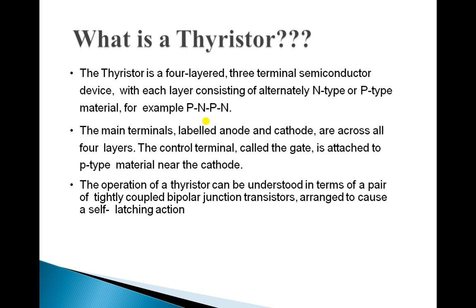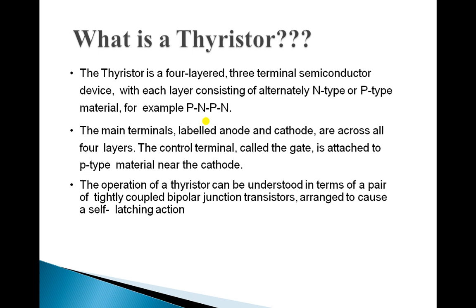Now what is a thyristor? Actually, thyristor is a four-layered, 3-terminal semiconductor device with each layer consisting of alternating n-type or p-type material. For example, PNPN: we have taken 4 layers of p-type and n-type semiconductor and merged them one upon the other, and we have given 3 terminals here. It comes with 3 terminals: anode, cathode, and gate.